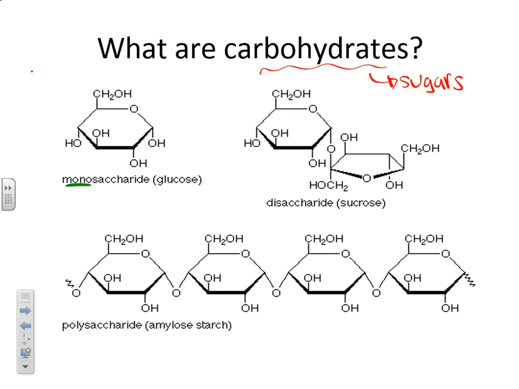So some sources of this would be bread, pasta, soda, candy, things like that. So first, let's just take a look at the structure of a carbohydrate. So what you're going to be noticing is this ring structure. We have a 6-carbon ring typically. It could also be 5 as well.